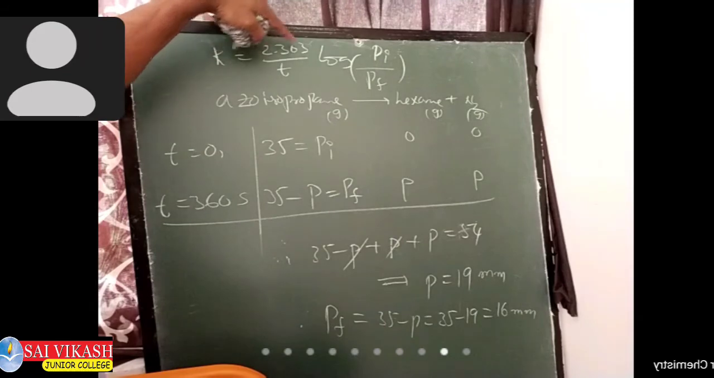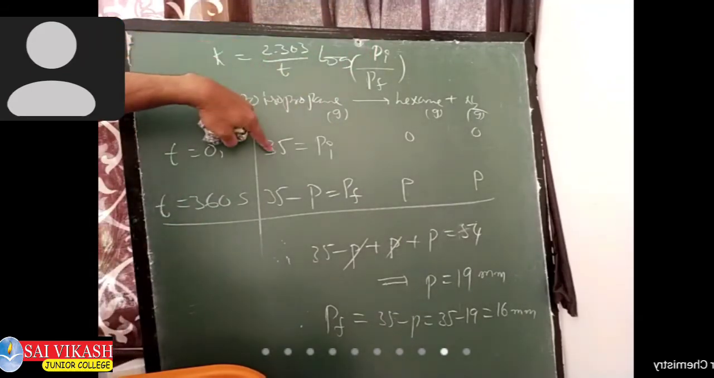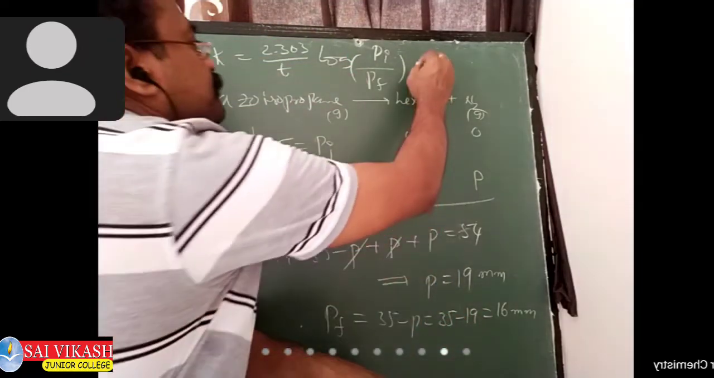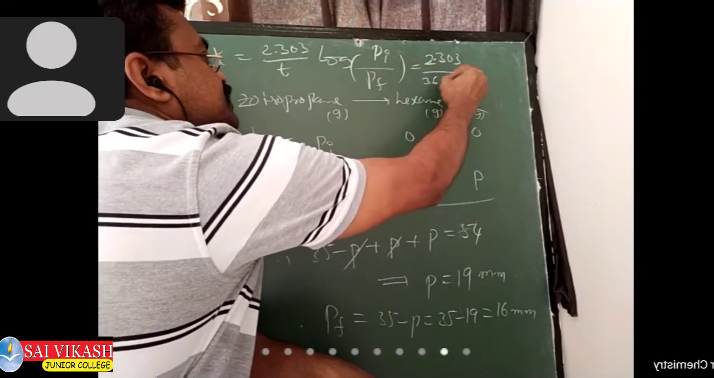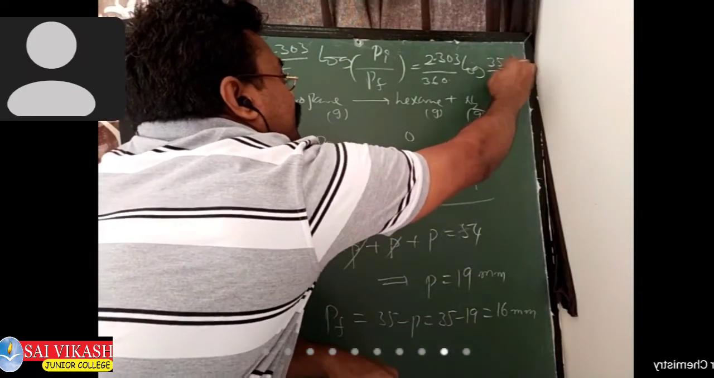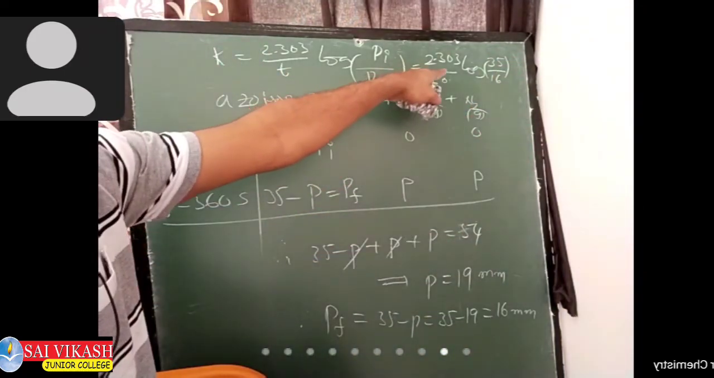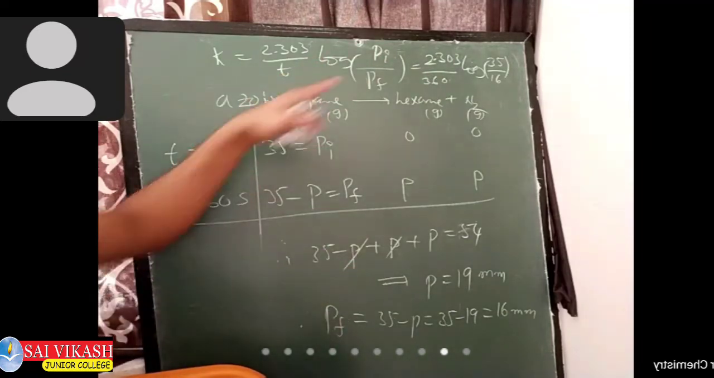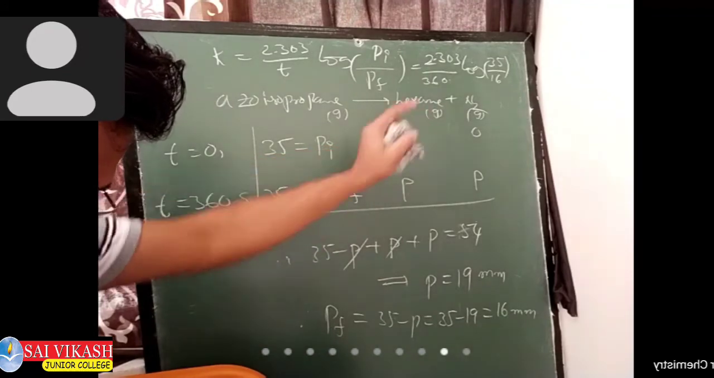So 2.303 by time, which is 360, into log of initial pressure 35 by final pressure, which we got as 16. So now you can get the K. Simplify this and you will get some value of K. This is first order because you will get the K unit in per second.